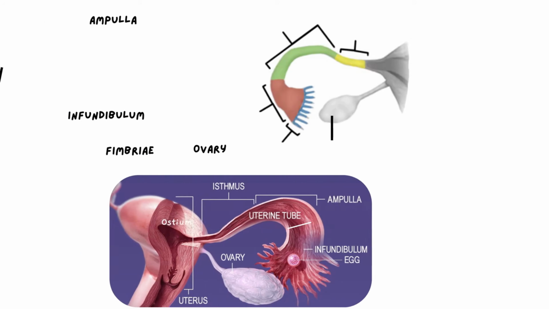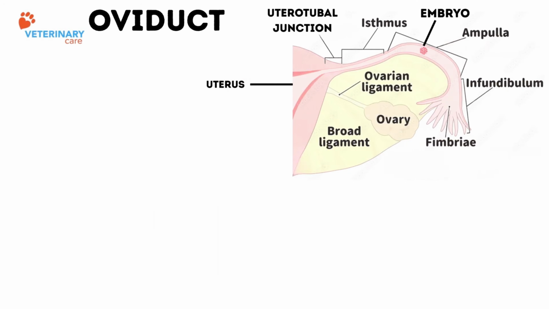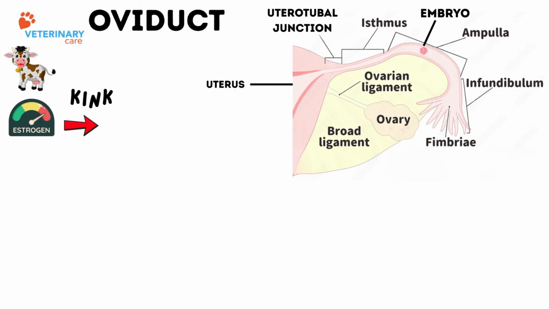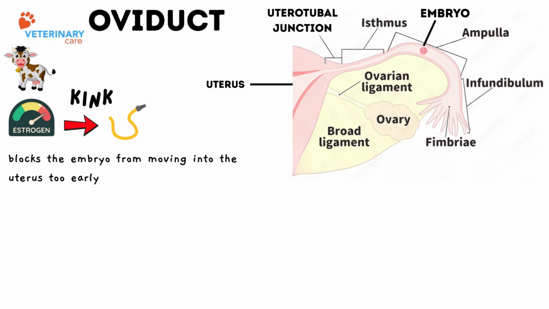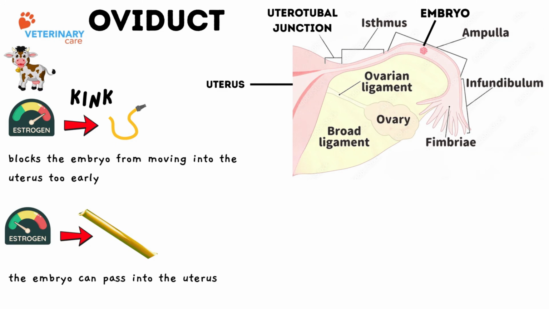Finally, let's talk about an important structure called the uterotubal junction. This is where the oviduct meets the uterus. In cows, when estrogen levels are high, the uterotubal junction forms a kink, like a bend in a tube, that blocks the embryo from moving into the uterus too early. When estrogen levels drop, the kink straightens out, and the embryo can pass into the uterus.